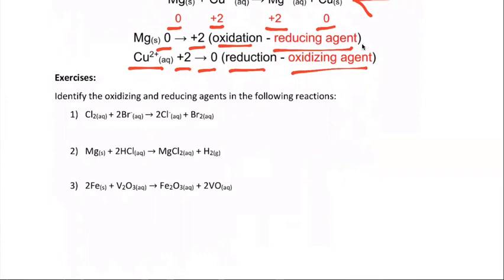And so you'll do just like that example where you need to identify what are the oxidation states of all the species. So therefore, you can identify what was oxidized and what was reduced. And whatever was oxidized, that's the reducing agent. Whatever was reduced, that is the oxidizing agent.